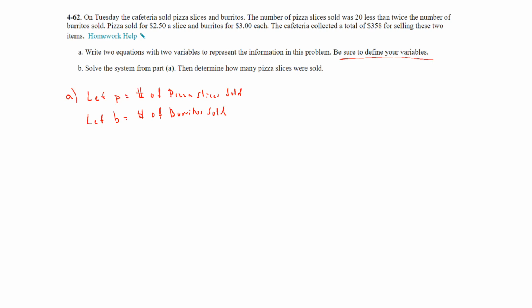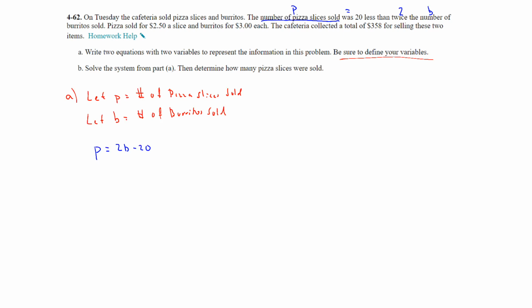The first part, the number of pizza slices sold, so that's number of pizza slices, was, so that's equal to 20 less than twice the number, so twice the number of burritos, and 20 less than that. So to write that, because it's 20 less than, we're going to switch the order. So the number of pizzas is equal to 20 less than twice the number of burritos. So twice the number of burritos minus 20. And you have to put it in that order because you are going 20 less than. So you have to subtract the 20 from twice the burritos. So that's the first equation.